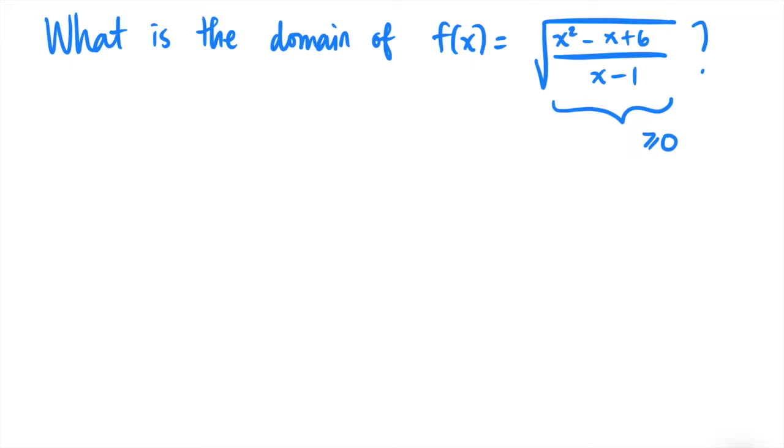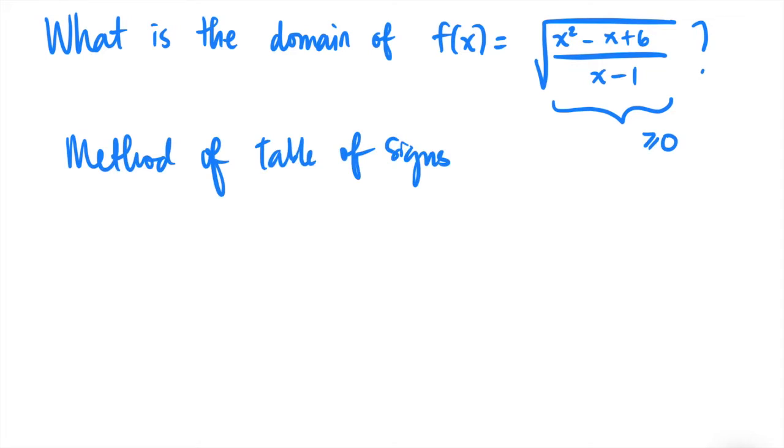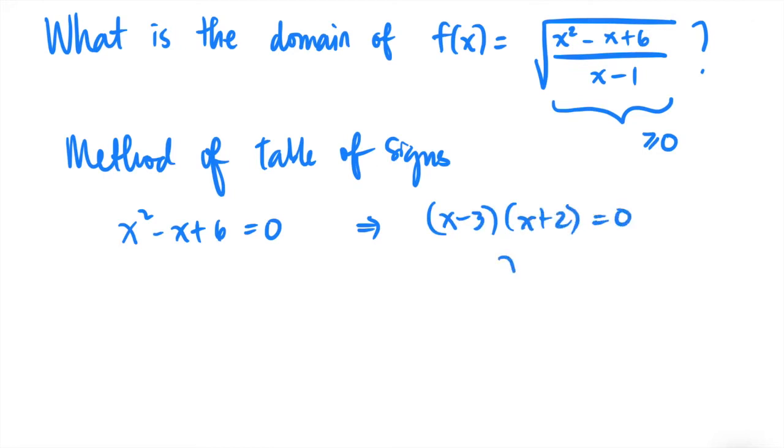Doing so, we can apply different methods, but one important method that you have learned in your grade 8 math is the method of table of signs. In the method of table of signs, what you need to do is to look for the values at which the factors of the radicand become 0. Therefore, we need to equate the numerator to 0, and this implies by factoring that (x minus 3)(x plus 2) is 0, and x becomes 3 and negative 2. Meanwhile, for the denominator, x minus 1, this is quite simple, and we see that x equals 1.